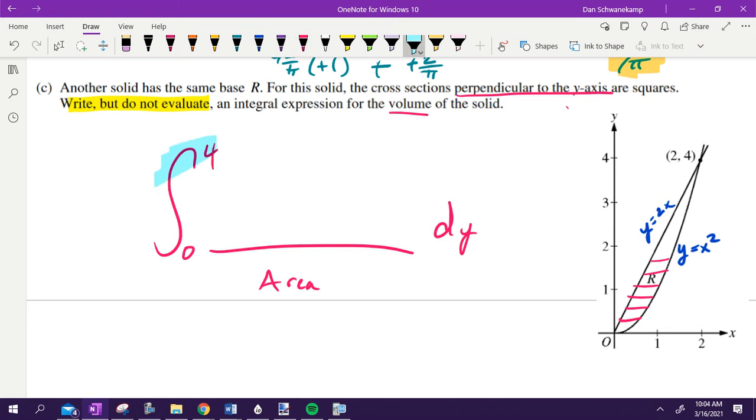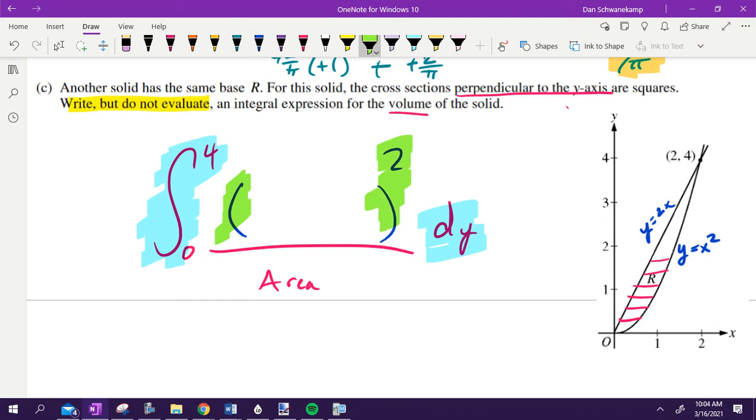You got 1 point if you wrote 0 to 4 dy. And this is like the easiest points. There's one. My second point is I'm integrating area. What do I need to integrate? What's my shape here? Square. What's the formula for area of a square? Side squared. If you wrote that right there, you got a second point. Side squared. Okay, so something squared.